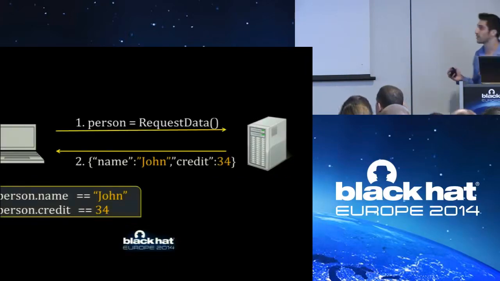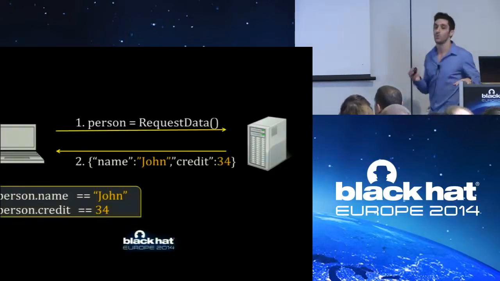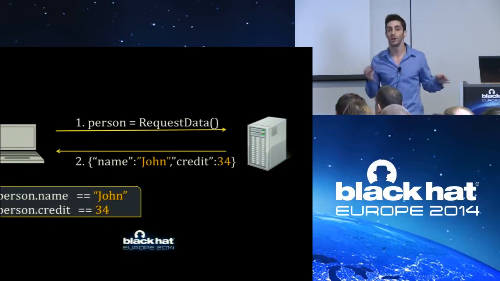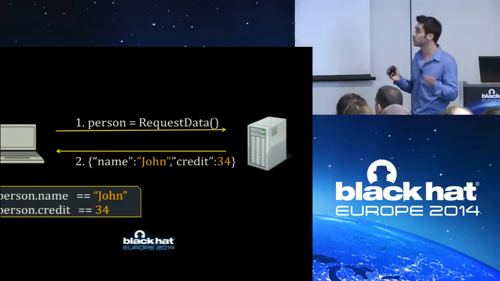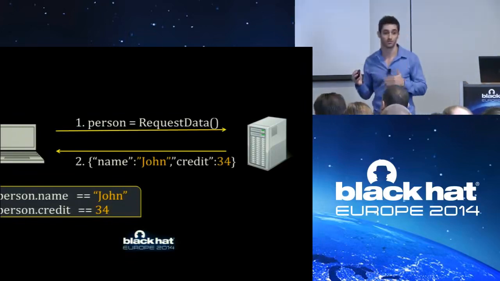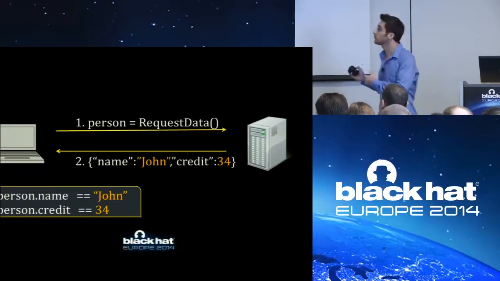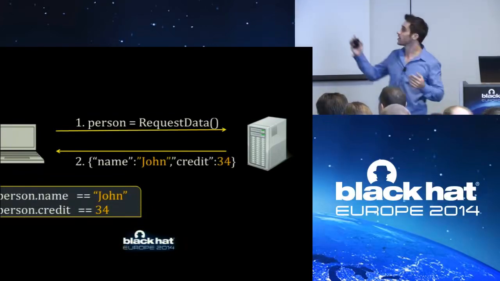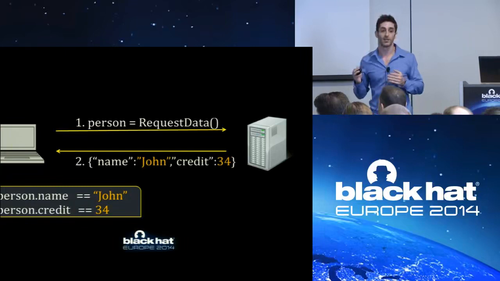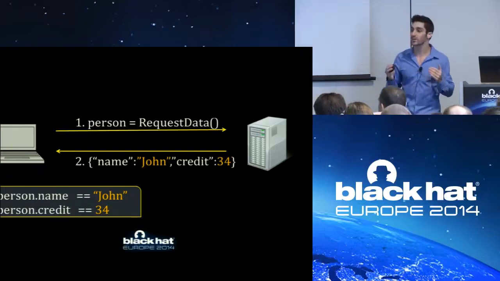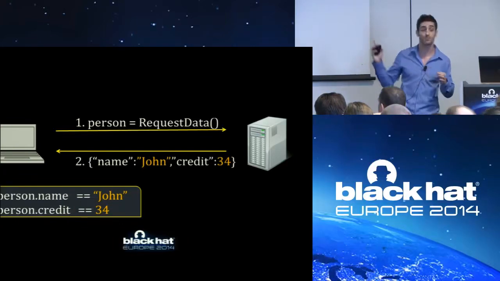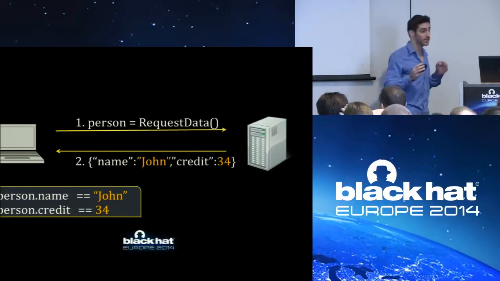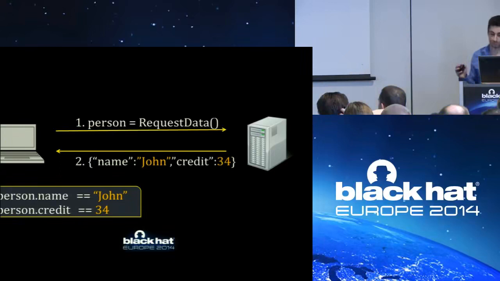So let's take an example. A web application requests data from a web server, let's say person data. The web server responds with this JSON formatted data, and therefore the web application can easily parse this data and create a person object with a name and a credit. So this is how simple JSON is.